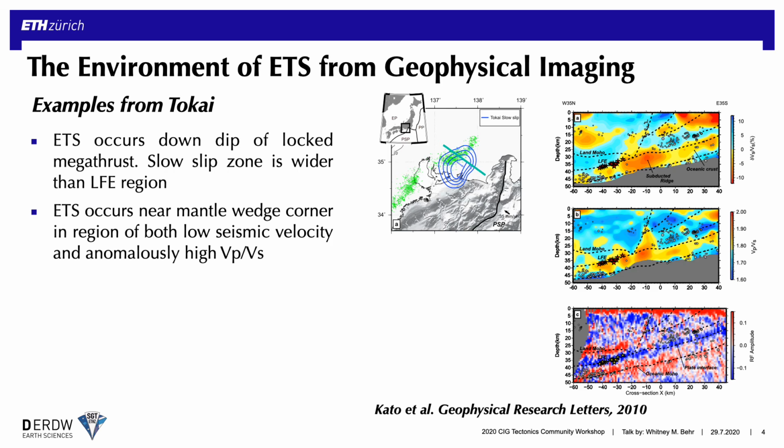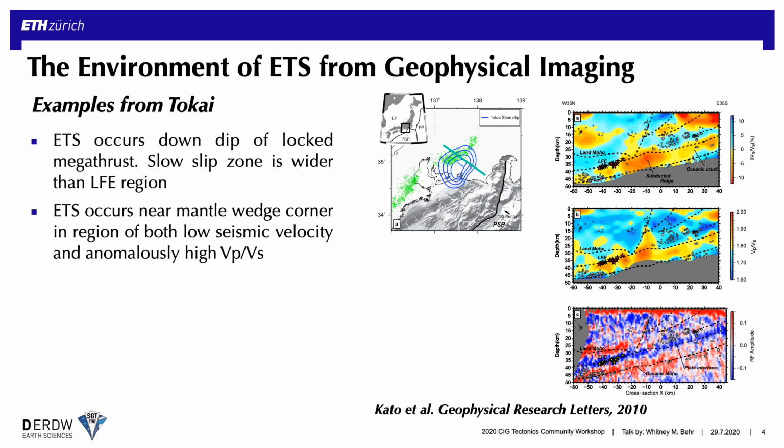And then when we look in cross-section at features constrained by seismic velocities, on the bottom right, receiver functions highlight the major velocity contrasts here and define the upper plate and lower plate Mohos along with the interface itself. And these show that the slow slip event is occurring essentially along the interface near the mantle wedge corner.